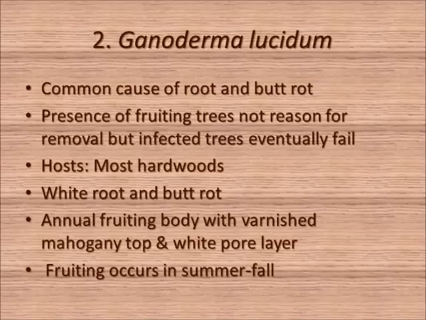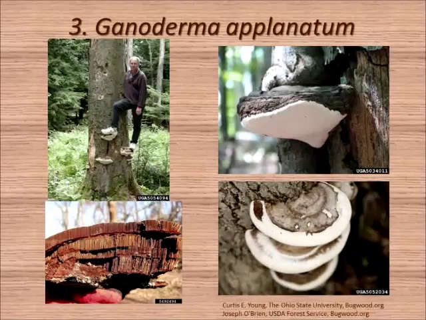Again, it has a varnished mahogany top, so this is important to remember because the next fungus I'm going to talk about is also Ganoderma. And it has that white pore layer. And the fruiting occurs in summer or fall. That means I'm only going to provide that information for annual fruiting bodies because perennial ones are always there. So the third fungus is Ganoderma applanatum. And do you think this is annual or perennial?